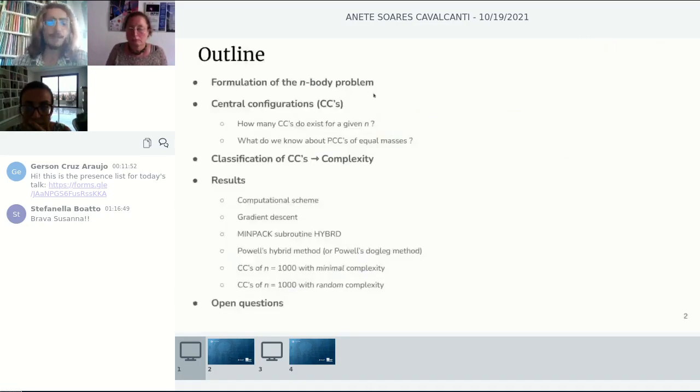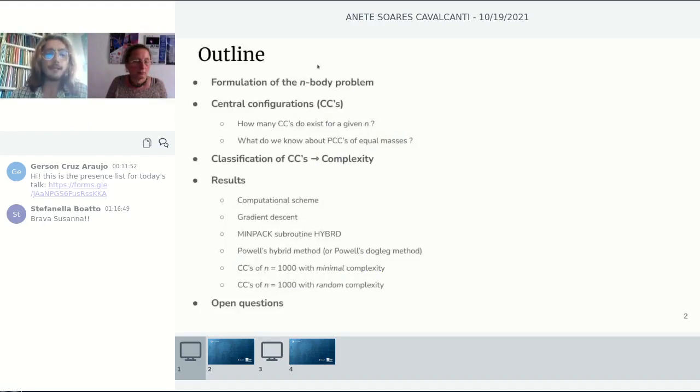First, I will briefly review the main n-body equations and then explain what the central configurations are. I will give a very rough estimate of how many central configurations exist for a given number of particles. But this is only to realize that it scales quite quickly as we increase n. So we need a quantity, which I decided to call complexity, that is related to the configurational measure, in order to classify these central configurations.